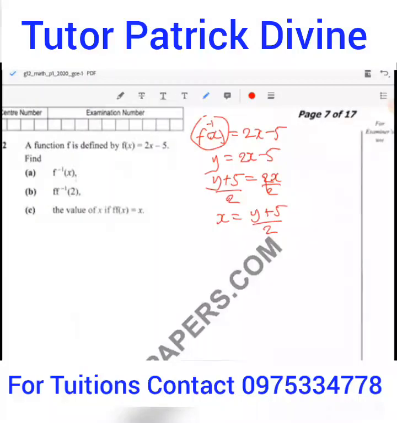Now here what you're supposed to do is to replace x by the function that you are supposed to find the inverse of. So f inverse of x is equal to, then the y changes to x. This is the rule of functions. So the y changes to x, and then it is x plus 5 over 2, like that. All right, so that is how you find it.